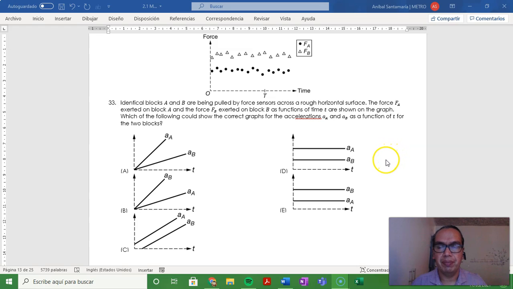Number 33. Identical blocks A and B are being pulled by force sensors across a rough horizontal surface. The force Fa exerted on block A and the force Fb exerted on block B as functions of time t are shown on the graph. Which of the following could show the correct graphs for the accelerations AA and AB as a function of time for the two blocks?